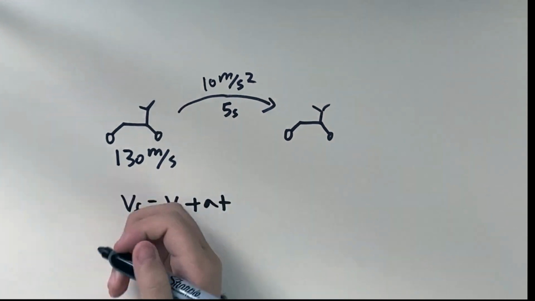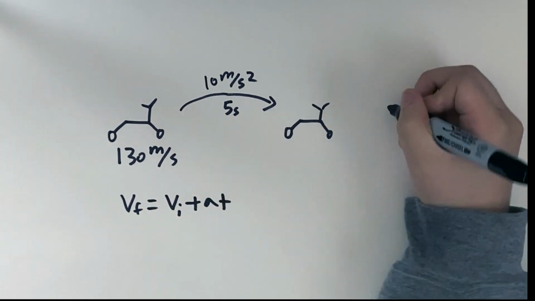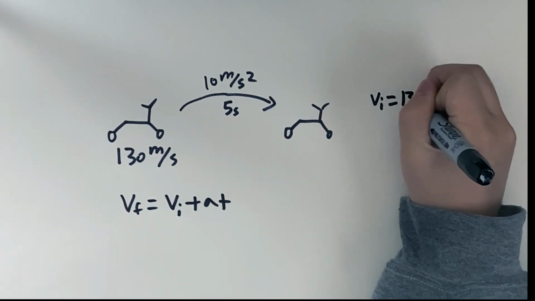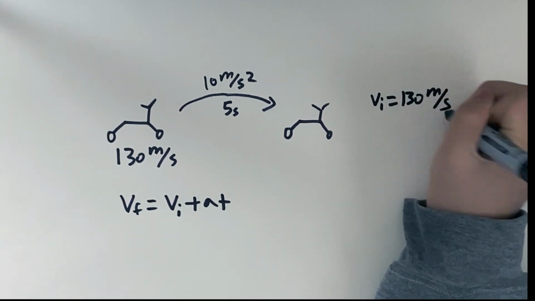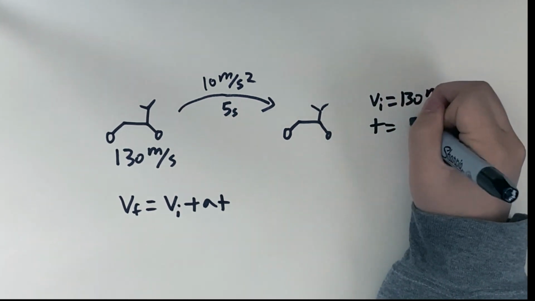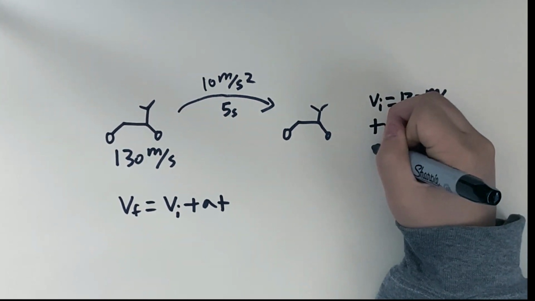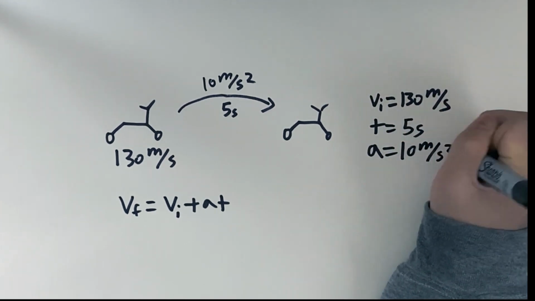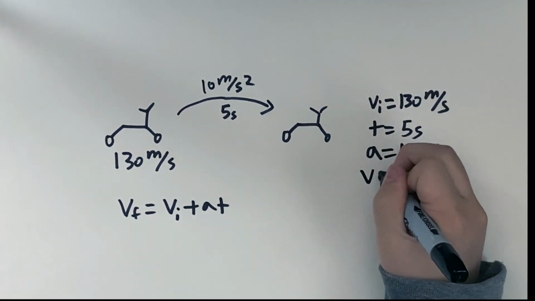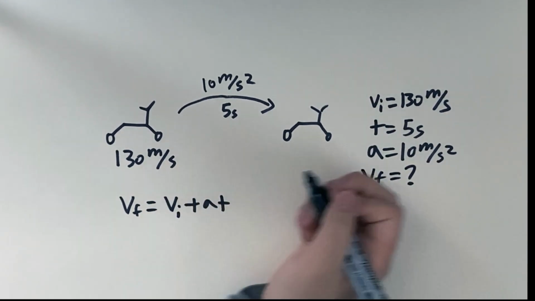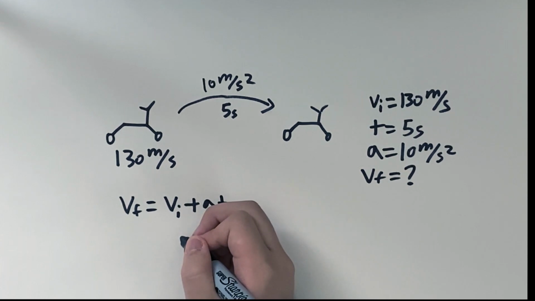So, let's make a list of knowns and unknowns. We know that the Vi is equal to 130 meters per second. The time is equal to 5 seconds. The acceleration is equal to 10 meters per second squared. What we're looking for is the Vf. So we can plug all these values into this equation.